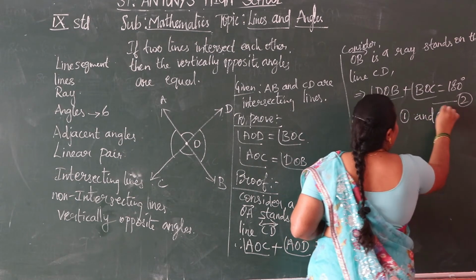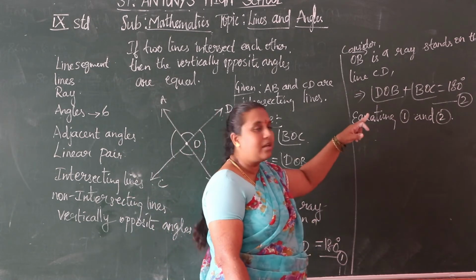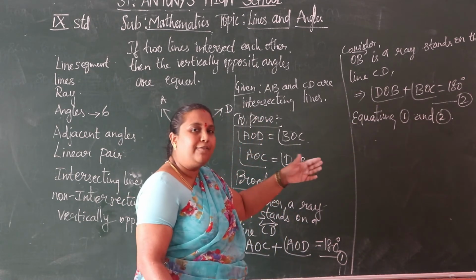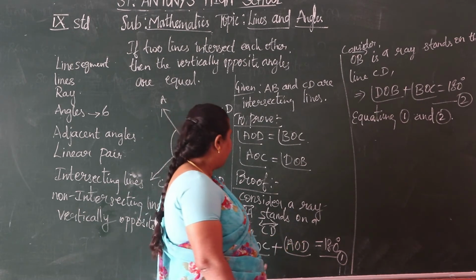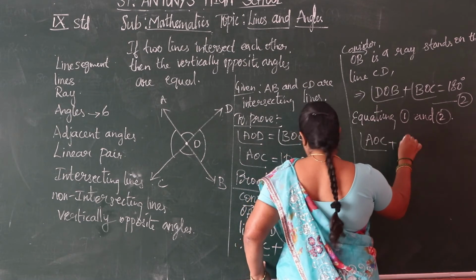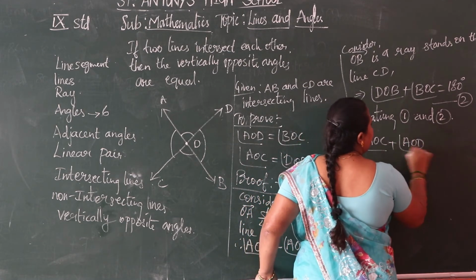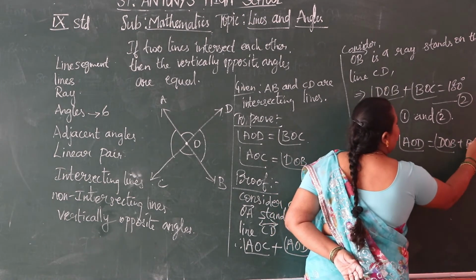Why equating 1 and 2? Because the right sides of the two equations both equal 180 degrees. Therefore, we can say the left-hand sides of the equations are also equal. So angle AOC plus angle AOD equals angle BOD plus angle BOC.